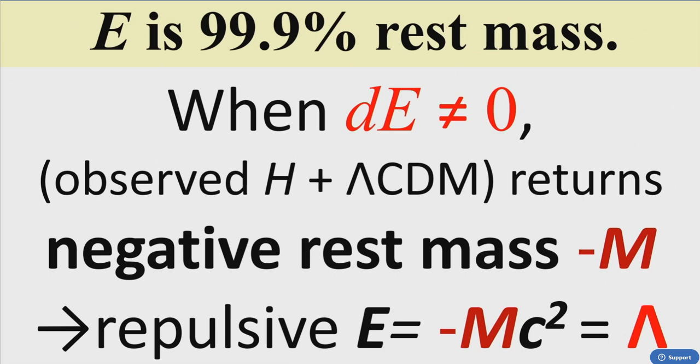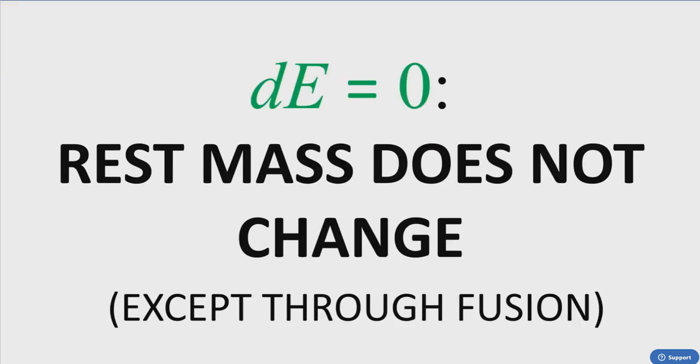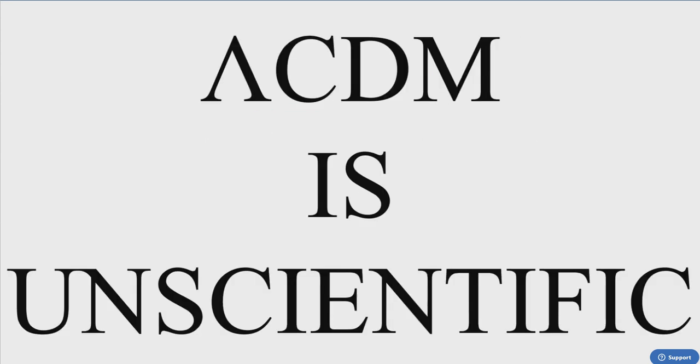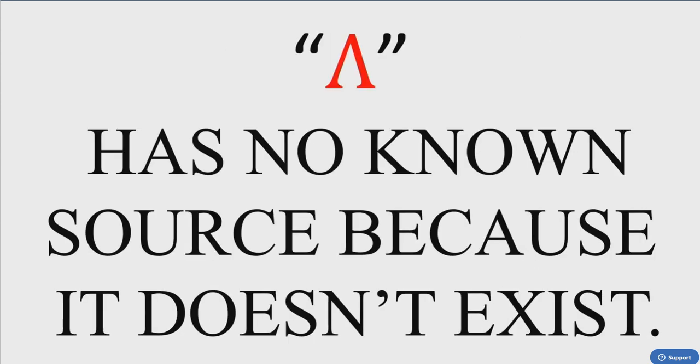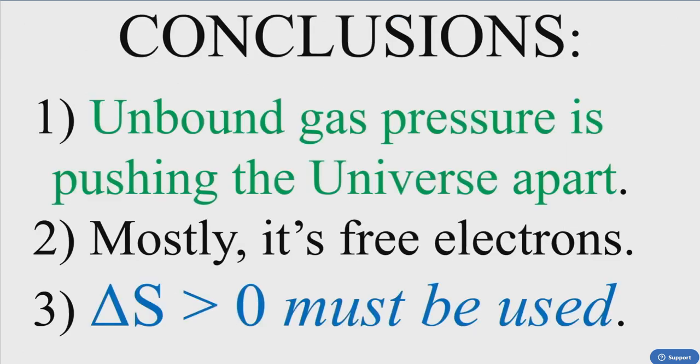When you plug the numbers into lambda CDM, it returns negative rest mass and repulsive minus mc squared. That's your lambda right there, and it's fictitious. The first law does not allow rest mass to change. Lambda CDM is an unscientific model which returns an unphysical value. My model is scientific, it is accurate, it is predictive in more ways than one, and it opens up a new frontier in theory for you young Turks.